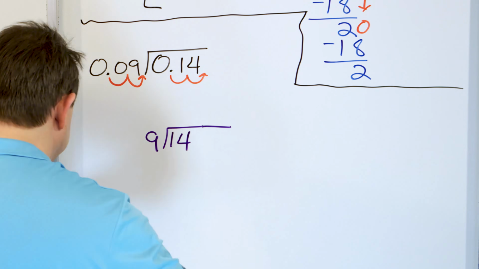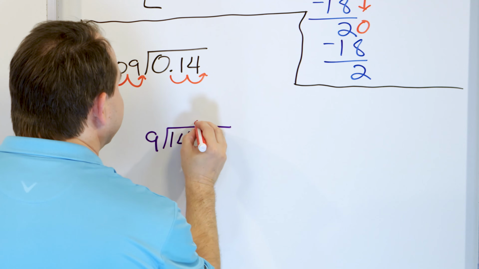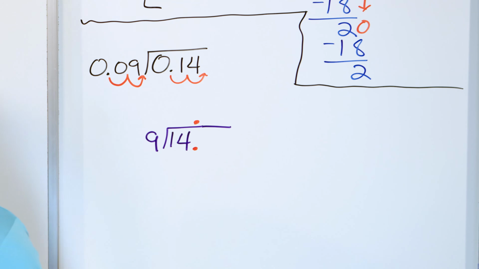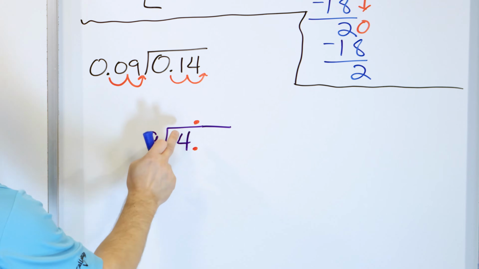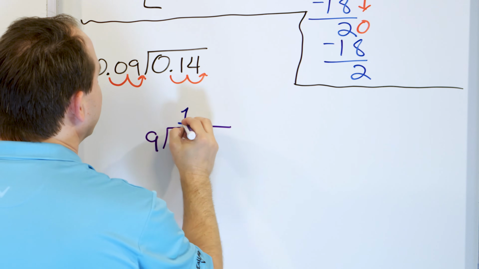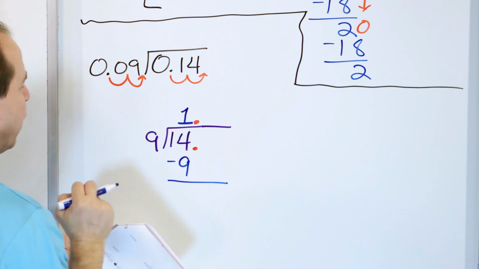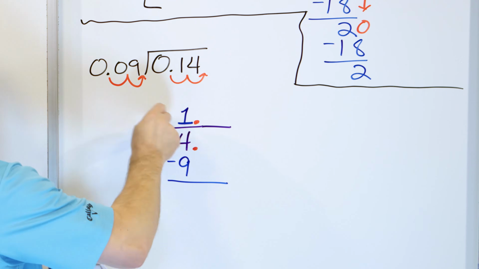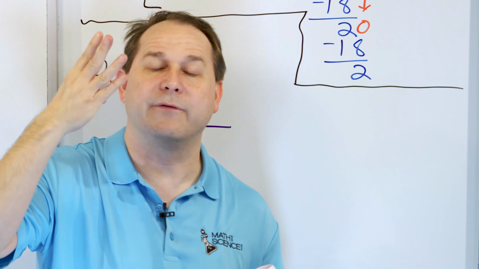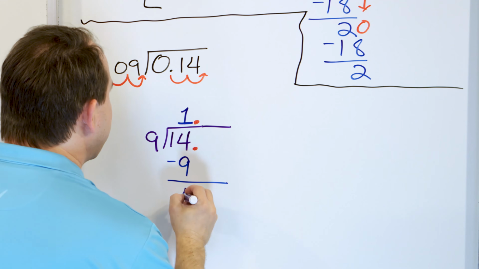And just like always, every whole number has a decimal point after it, and that means that's where the decimal point will go in the answer. 9 times 1 is 9, and 9 times 2 is 18. So it has to be going only one time. 9 times 1 is 9. Now what's 14 minus 9? We can just start at 9 and count up. 10, 11, 12, 13, 14. That's a difference of 5. So I have a 5 right here.